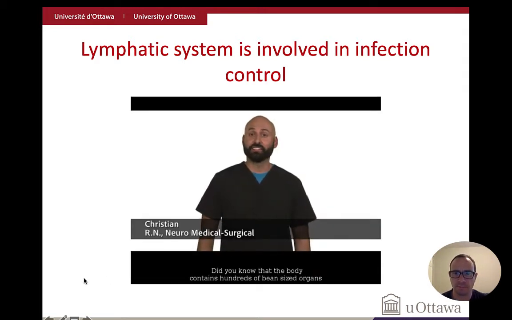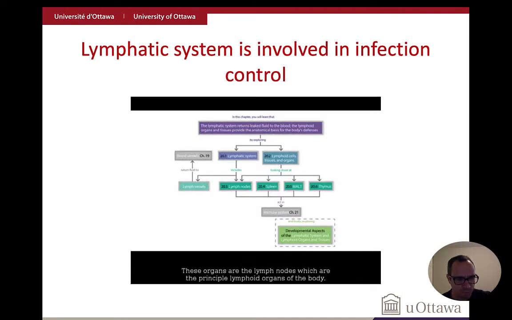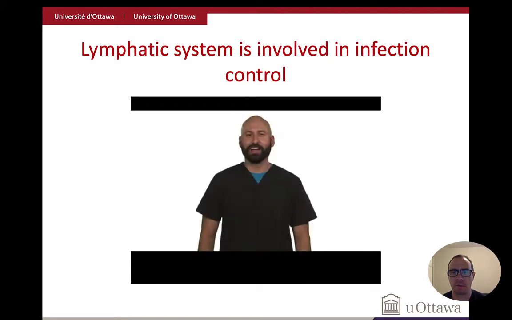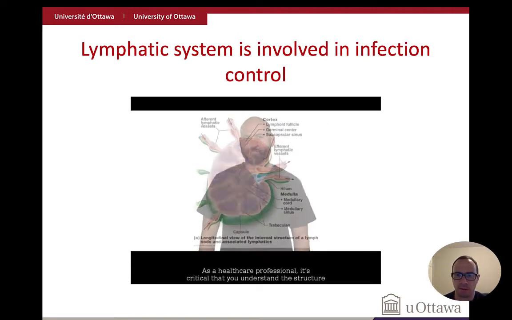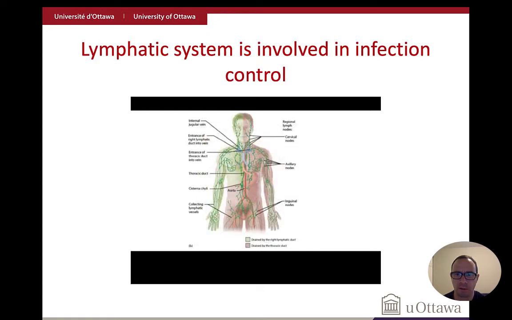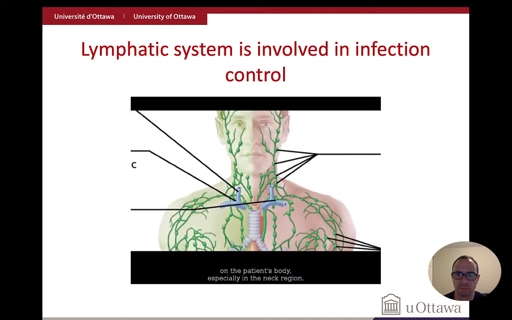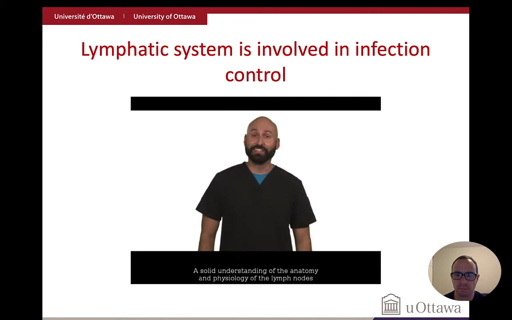Did you know that the body contains hundreds of bean-sized organs that are critical to fighting off infections? These organs are the lymph nodes, which are the principal lymphoid organs of the body. Lymphoid organs work in conjunction with the lymphatic system to provide a structural basis for your body's immune system. As a healthcare professional, it's critical that you understand the structure and function of the lymph nodes so that you can properly check for signs of infection in your patients. During infection, the lymph nodes, which are usually unnoticeable, will become swollen and tender and are easily felt or palpated on the patient's body, especially in the neck region. A solid understanding of the anatomy and physiology of the lymph nodes and other lymphoid organs will enable you to properly evaluate your patients for signs of infection.